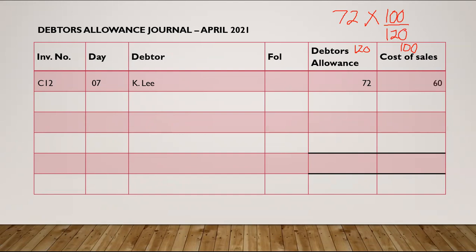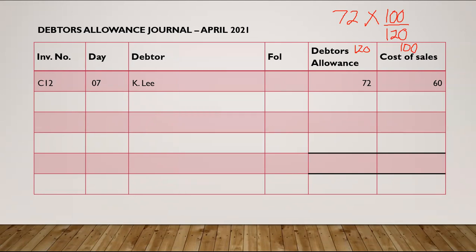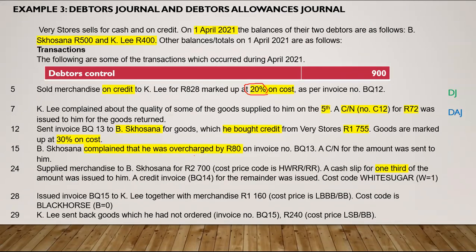Let me confirm it. So it is 72. You multiply that by 100, and then you divide that by 120, and there you go. It gives you 60. So that's how we got that 60 rands, which is the cost price. Okay, moving right along. Let's get to the 12.